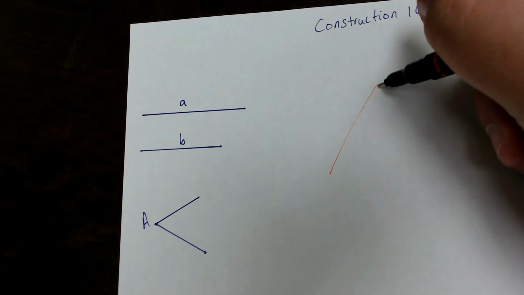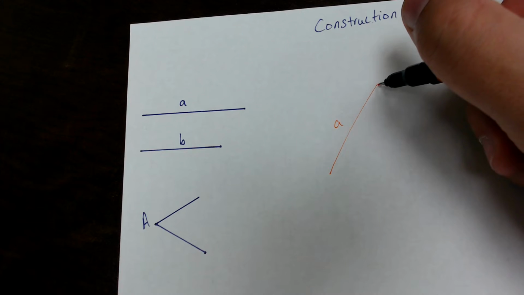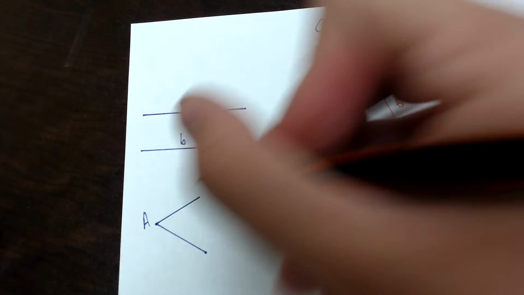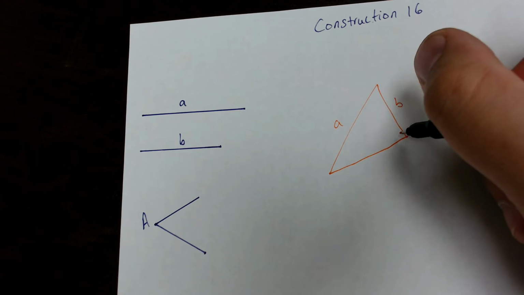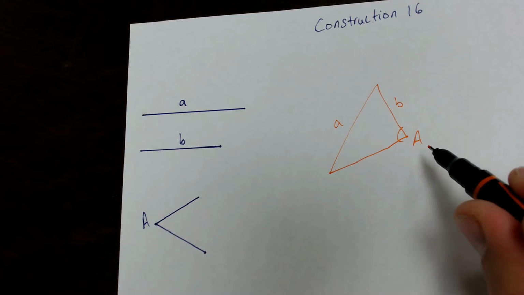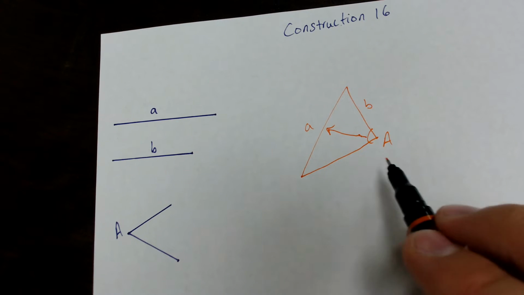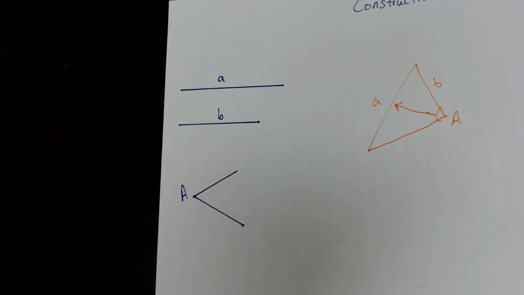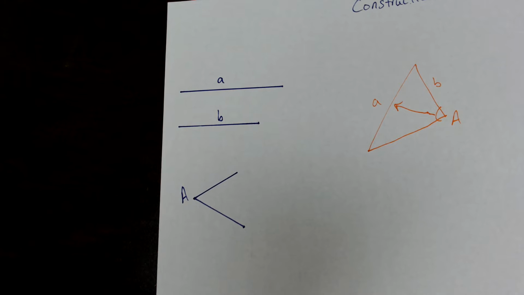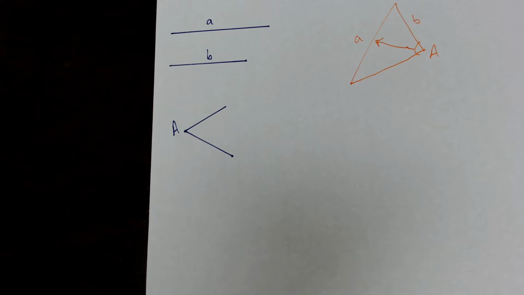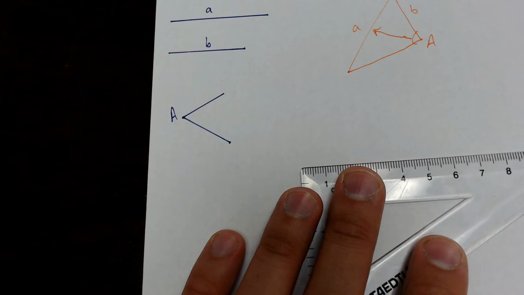Let's say that this is side A and then side B was over here. Then angle A would have to be this angle right here, because angle A is opposite of side A. All right? So the easiest way to do this is to begin with the angle construction. First thing we're going to do is recopy angle A.